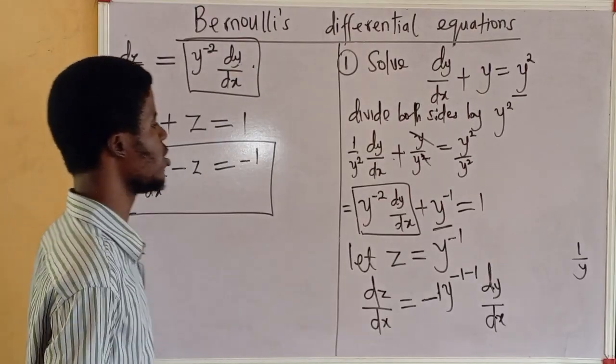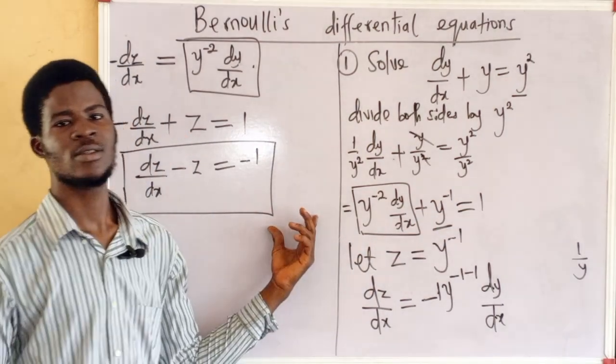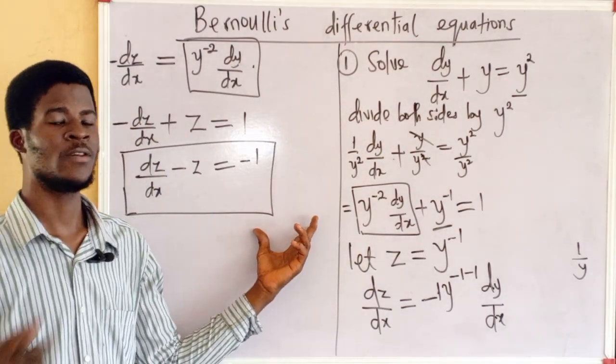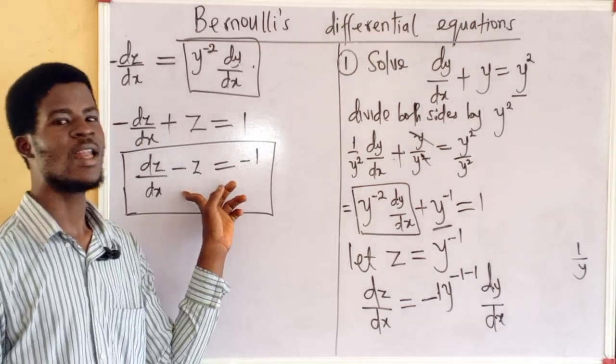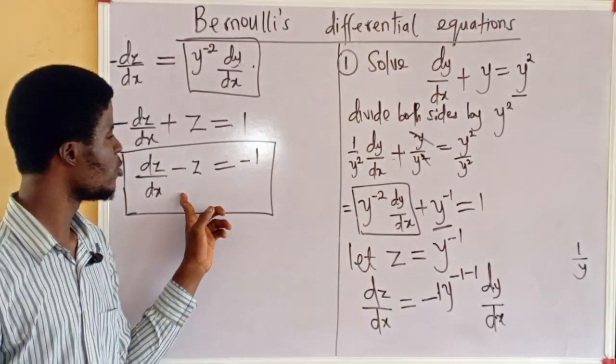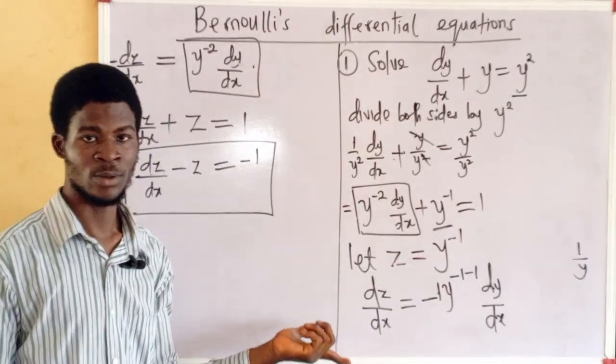We have reduced this Bernoulli equation to this. So we will now apply the procedures for solving a linear differential equation to solve this linear differential equation. And at the end, we are going to substitute the value of z here, which is y to the power of minus 1, in the solution.